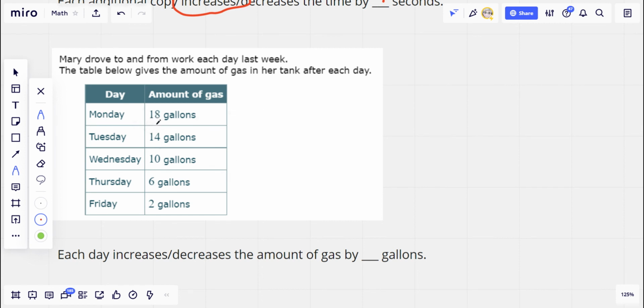But the first thing to notice is whether it's going up or down. Well, it starts at 18, goes down to 14, down to 10. So it's definitely decreasing. And that makes sense, right? The more she drives, the more the gas in the tank goes down.